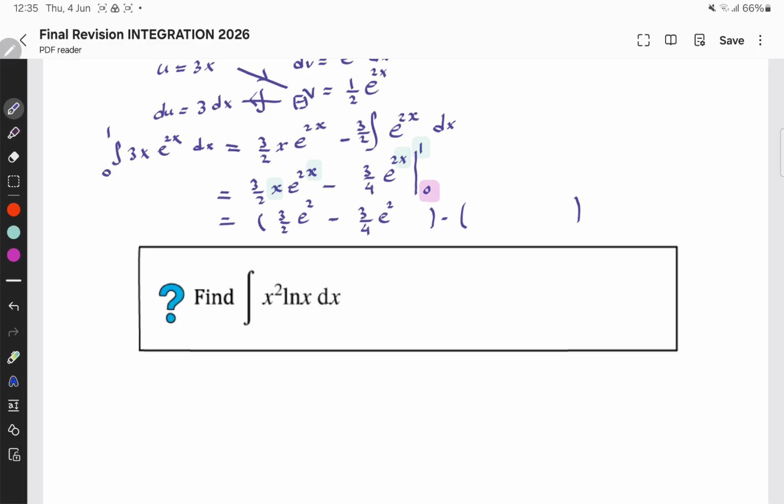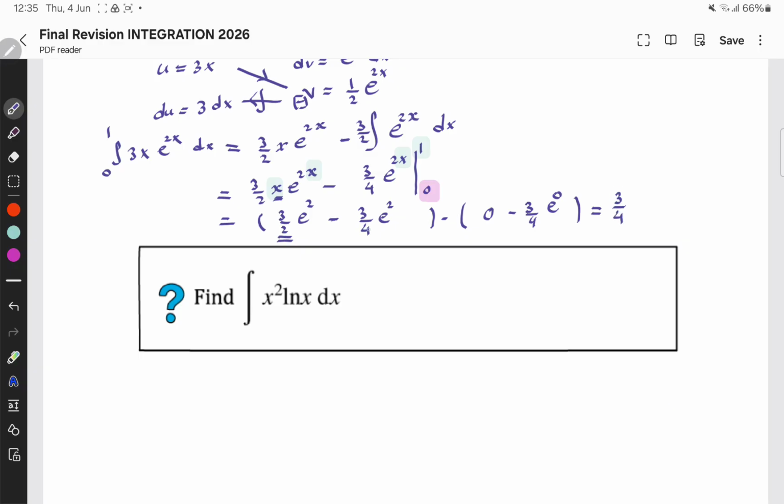So we do that. 3 over 2 times 0, it will be 0. Here minus 3 over 4 times e to the power 0, which is 1. So simplify that to find the answer. Here I have like terms, 3 over 2 minus 3 over 4. Using a calculator, it will be 6 minus 3, it will be 3 over 4. We're just adding using a calculator.